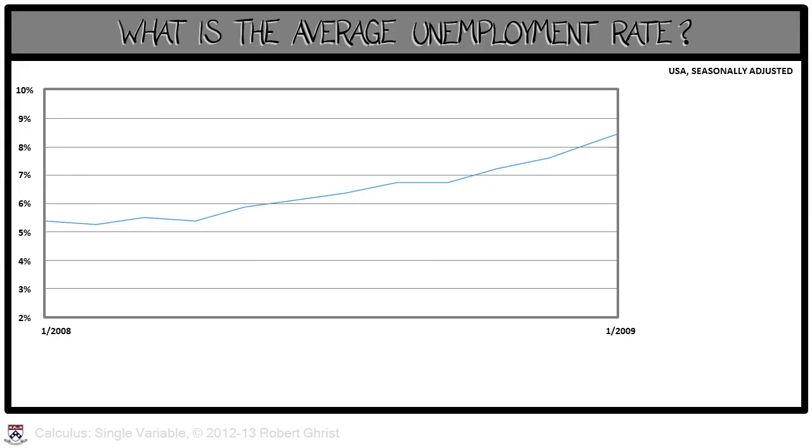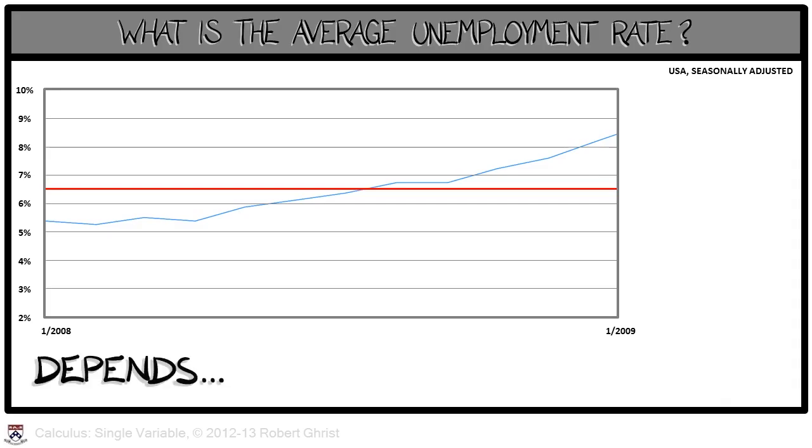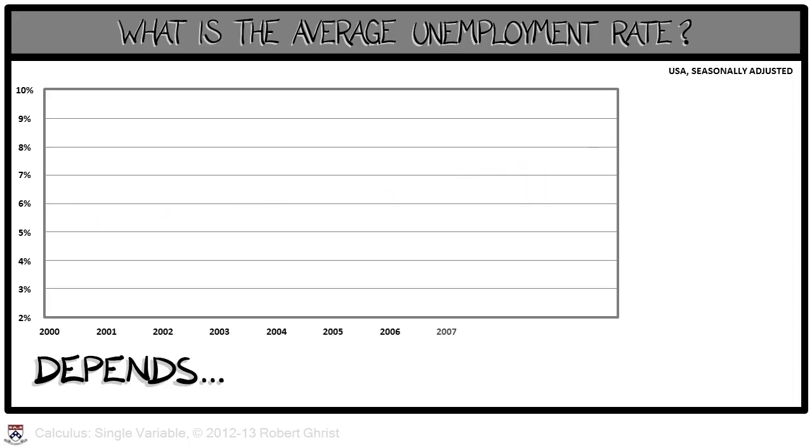If someone were to ask, say, what is the average unemployment rate? Well, you might get out the graph and eyeball it. Try to pick a number that's sort of in the middle. That's the way it feels like it ought to be. But, of course, an average depends on a couple of factors.